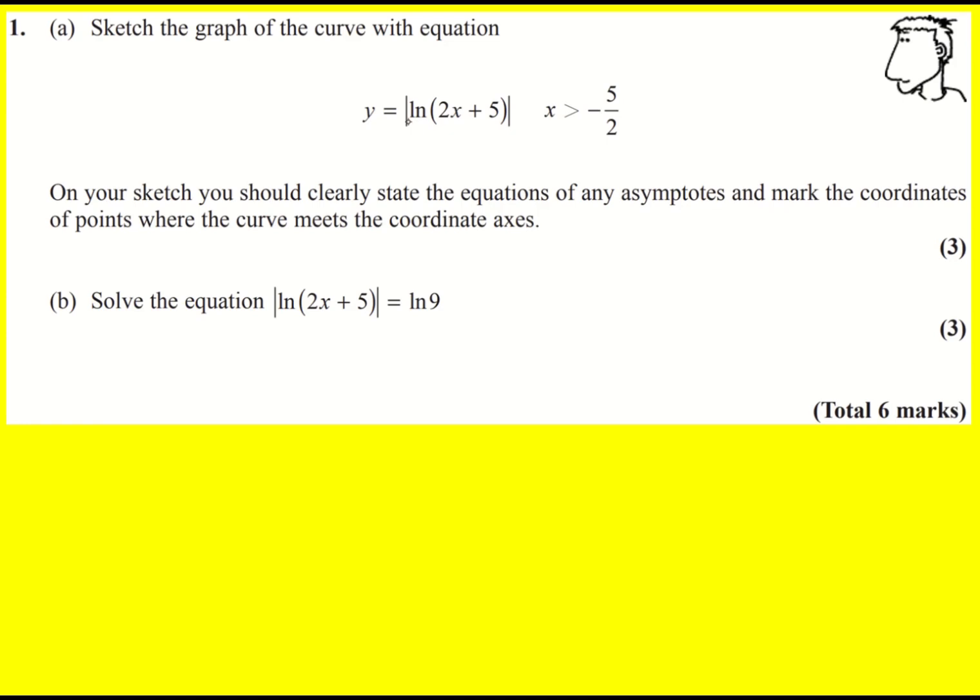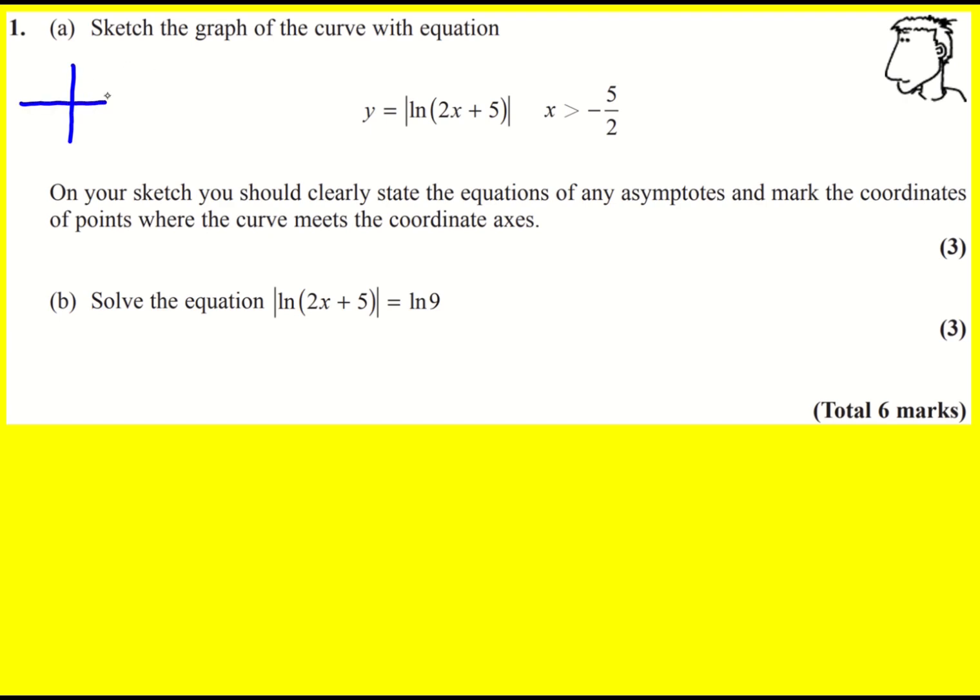We're asked to sketch this graph, y equals the modulus of ln(2x + 5), where x is greater than minus 5 over 2. In fact, this is the natural domain, because when x is equal to minus 2.5, we're going to get ln of 0 here, which is not defined, and then it can't be any less than that as well.